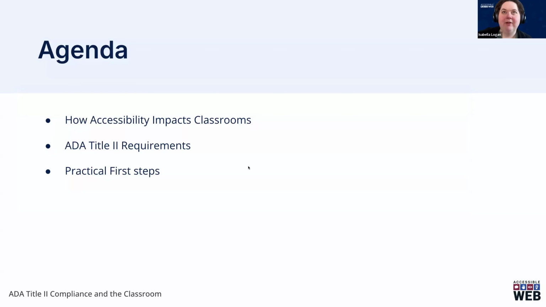So to start off, we're going to just go quickly through the agenda for today. I'm going to be talking about how accessibility impacts classrooms, ADA Title II requirements and how it affects classrooms, and then practical first steps you can take to make the classroom accessible.